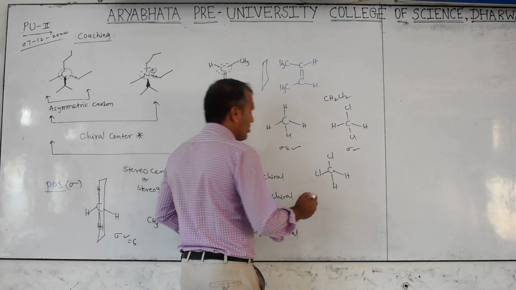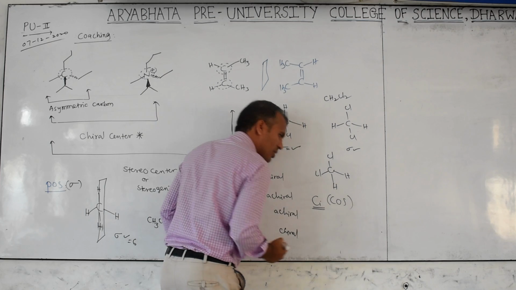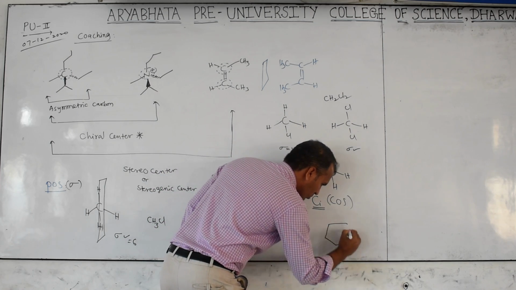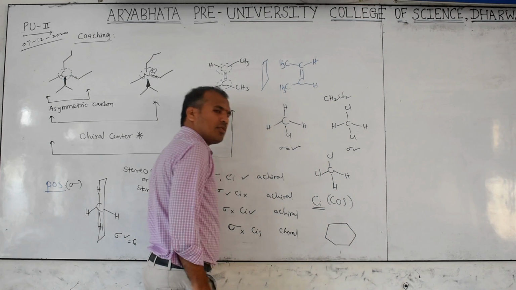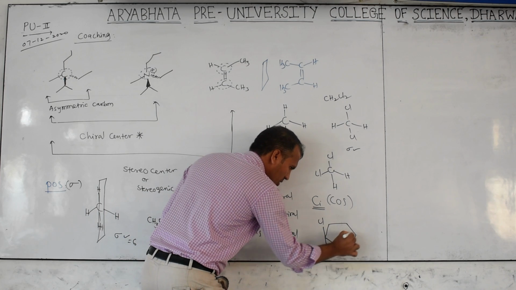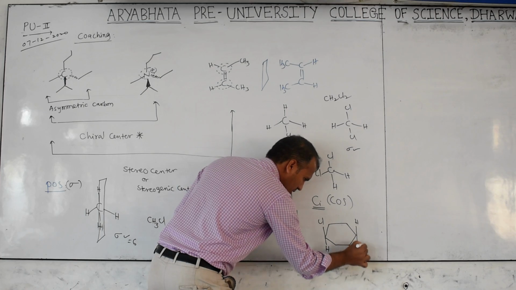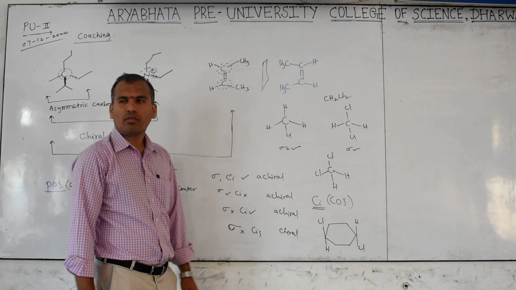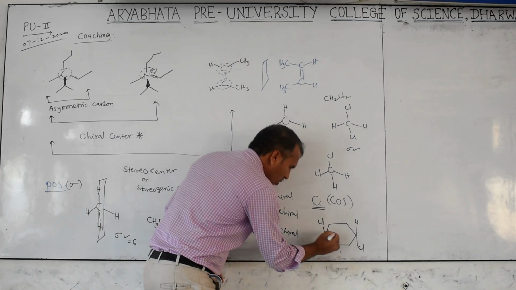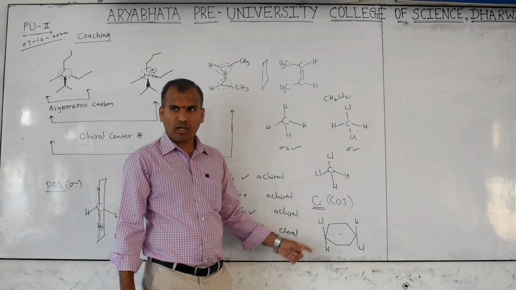Next one is center of symmetry, COS. Now, this is one molecule. Here Cl, here H, here H, here Cl. Now, this is an imaginary point. This is an imaginary point.